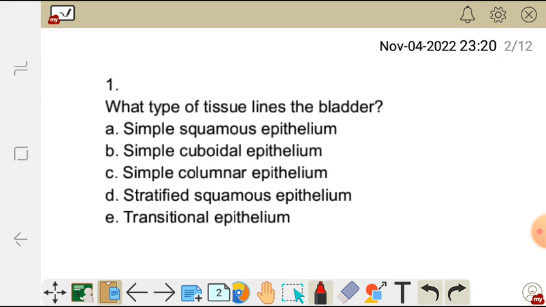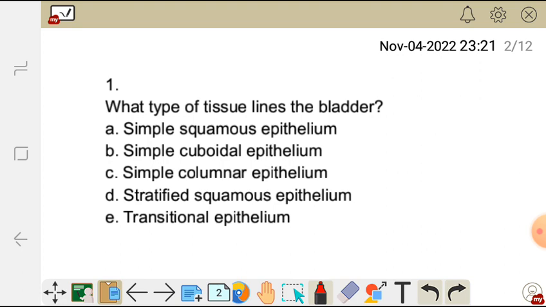So we have two types of covering epithelium, which are simple and stratified. Simple means it can only have one layer of epithelial cells, and stratified means it has two or more layers of epithelial cells. Simple squamous epithelium underlies the endothelium, which is the blood vessels, and it also underlies the inner body cavities such as the pericardium, the peritoneum, and the pleural cavities.